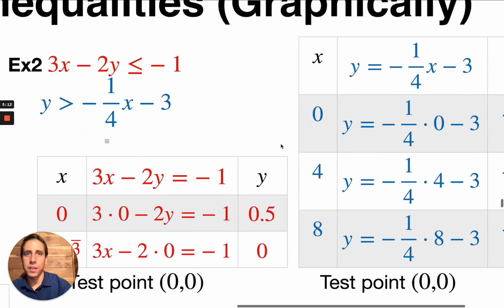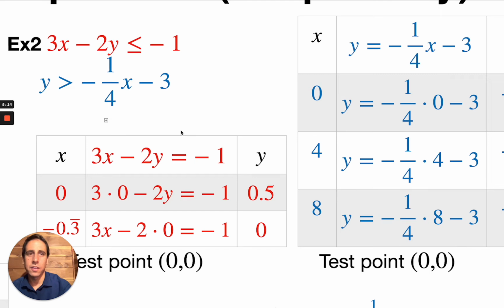Let's do the whole thing again, the whole process. All right. So maybe one thing I should have done first is clear the fraction. That might have made things a little bit easier. Whatever. Okay. So here, red equation. There's red inequality, blue inequality, and this is the red table.